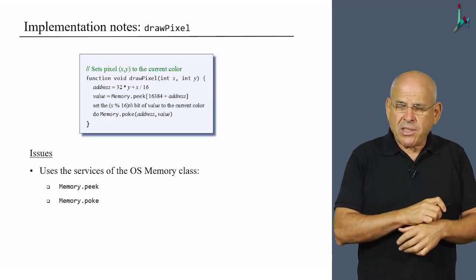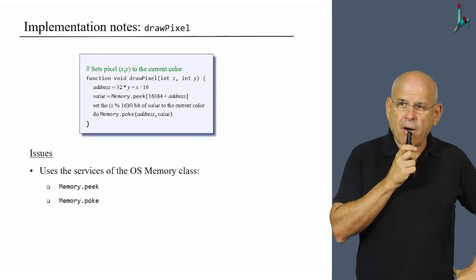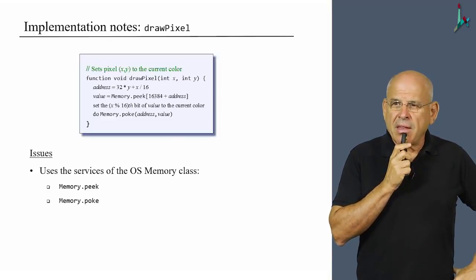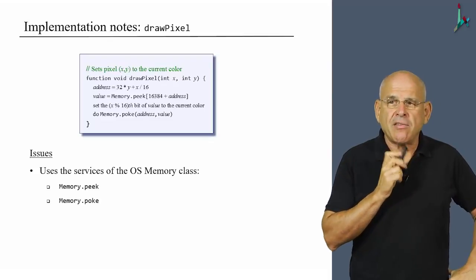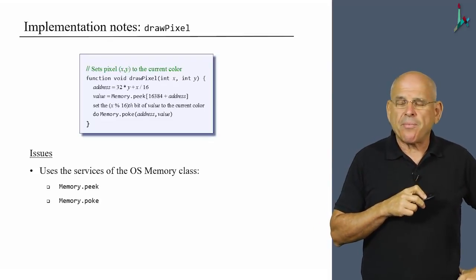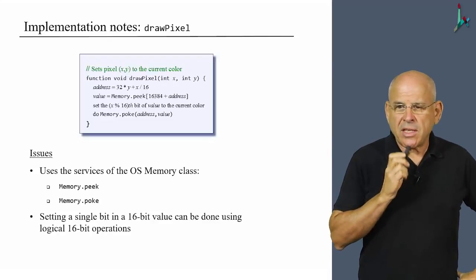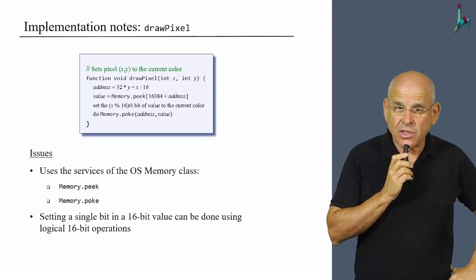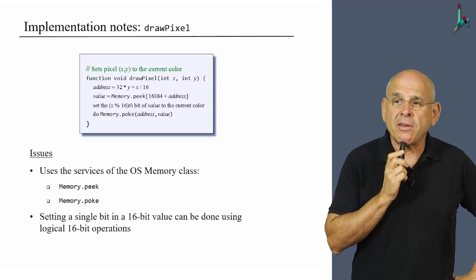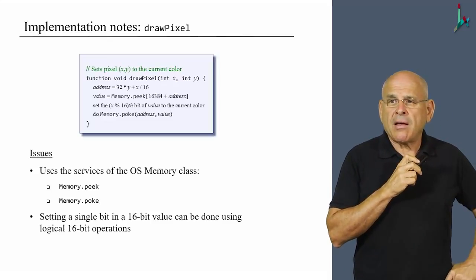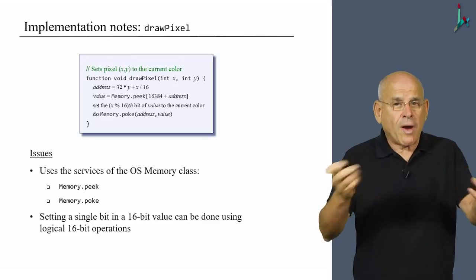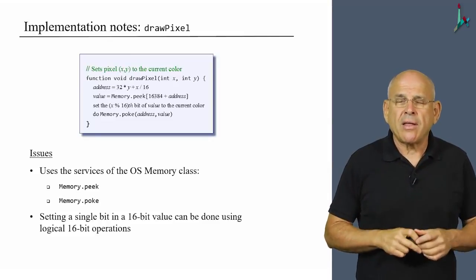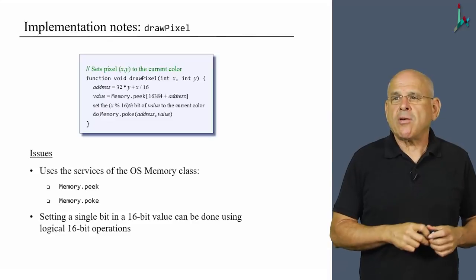And notice also, if you look at the third line from the bottom, we have to set the x modulo 16th bit of value to the current color. So how can you access an individual bit within a 16-bit value? Well, this can be done using some logical 16-bit operations. So think about it. This is something for you to ponder, and you will figure out how to set individual bits in this value, which is one requirement along the way of writing a Jack implementation of drawPixel.